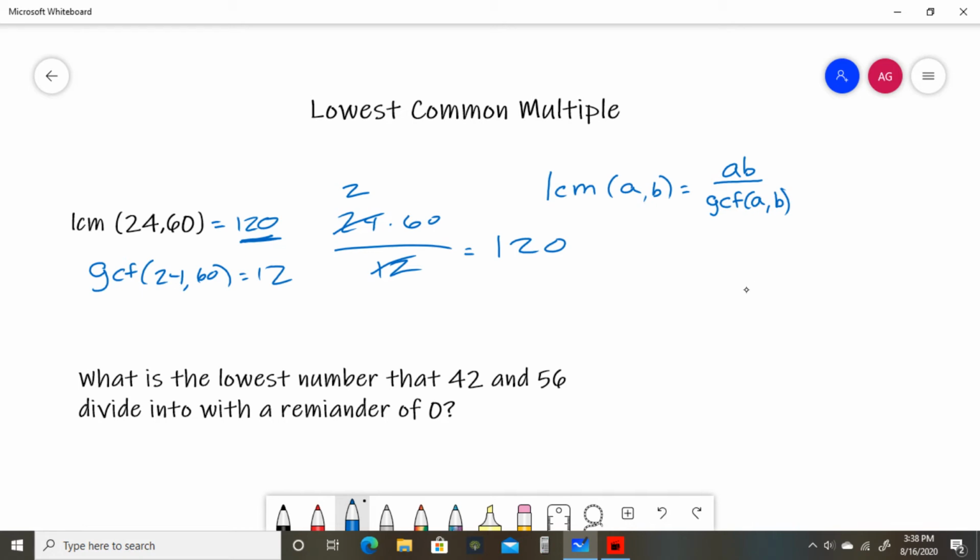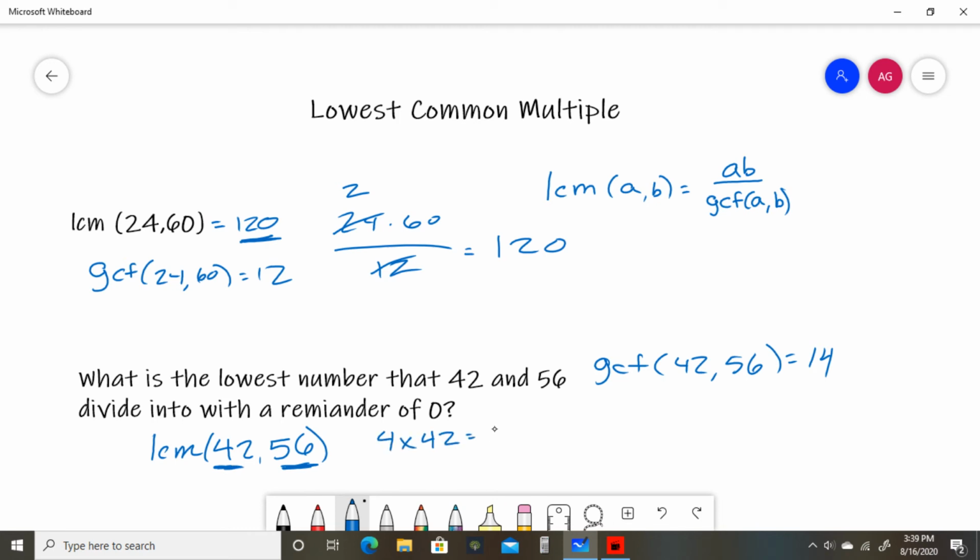So, to find the lowest common multiple of 42 and 56, we first have to find the GCF, which in this case is going to be 14. So the GCF of 42 and 56 is 14. I can take this number and divide it into one of these two. It doesn't matter which one. I'm going to do 56 divided by 14, which is 4, and then I multiply that 4 by the other number, 42. So 4 times 42 is 168, which is the lowest number that 42 and 56 divide into with a remainder of 0.